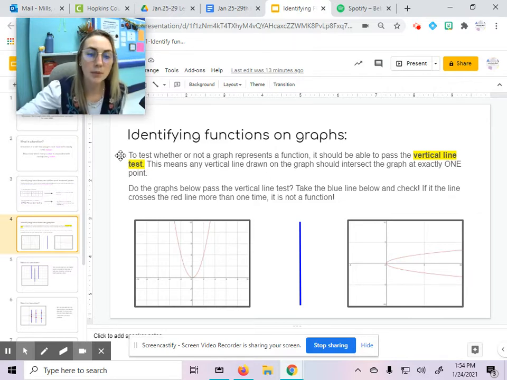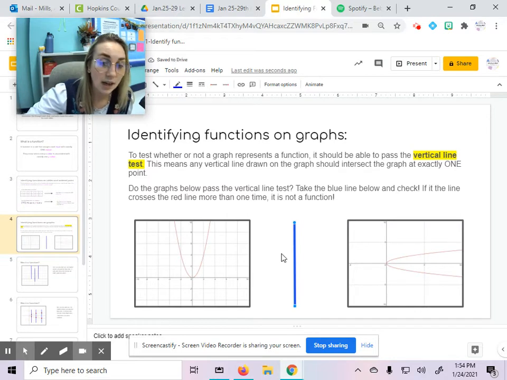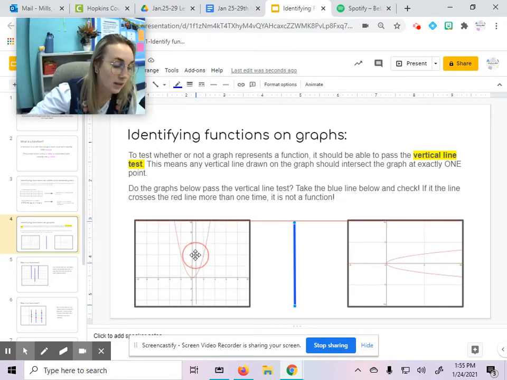If it intersects two different points on a line at any given time, it is not a function. So let's do an example real quick. I have a vertical line right here. It's blue. I'm going to use it on this graph right here. So, all right, I'm moving the line, and as I'm moving it, I'm watching it. And I'm noticing that no matter where I put this vertical line, it only touches one part of the line at any given time. Never does it touch two parts of the line. Therefore, this graph is a function.